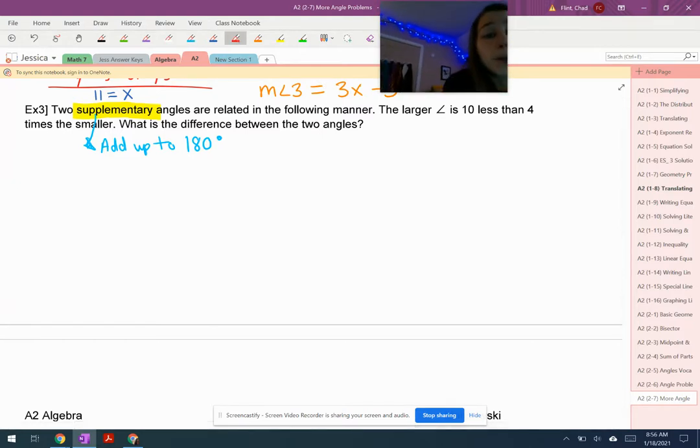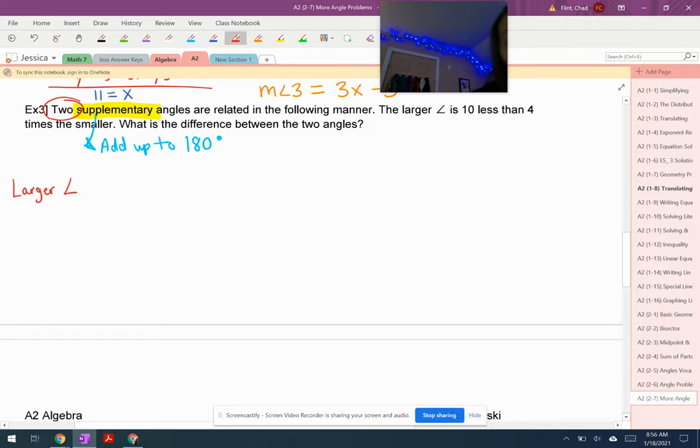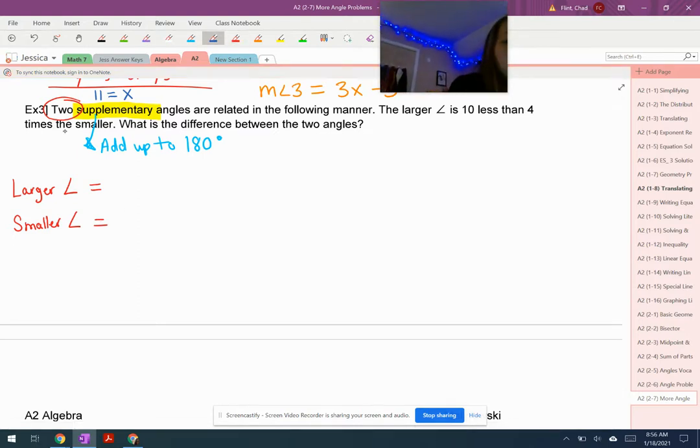So my problem tells me I'm dealing with two angles, which means that I'm going to need to have two let statements here, a larger and the smaller. So the larger angle equals, smaller angle equals. And per usual, I'm just going to start with some let statements.